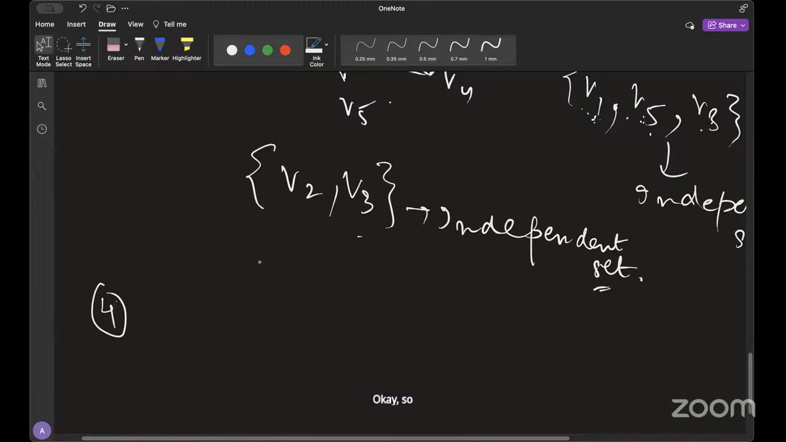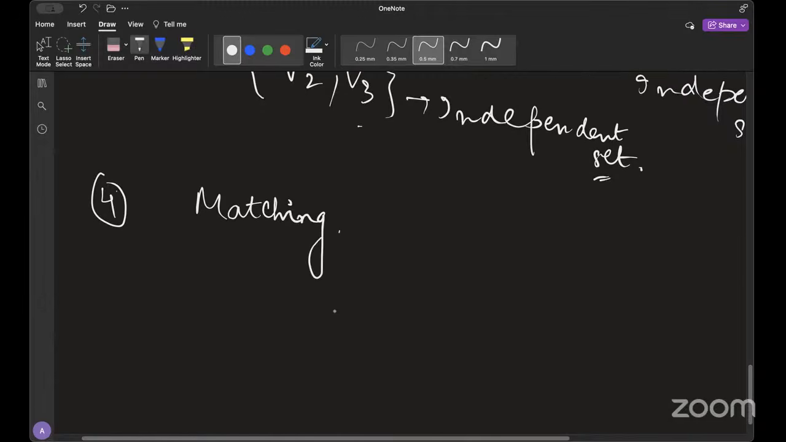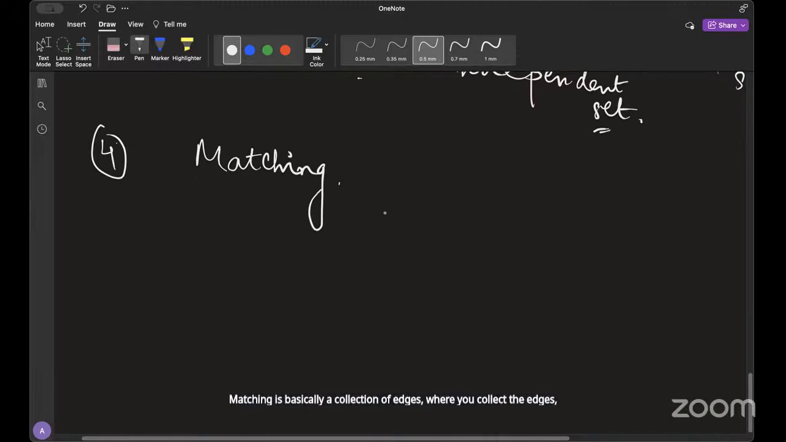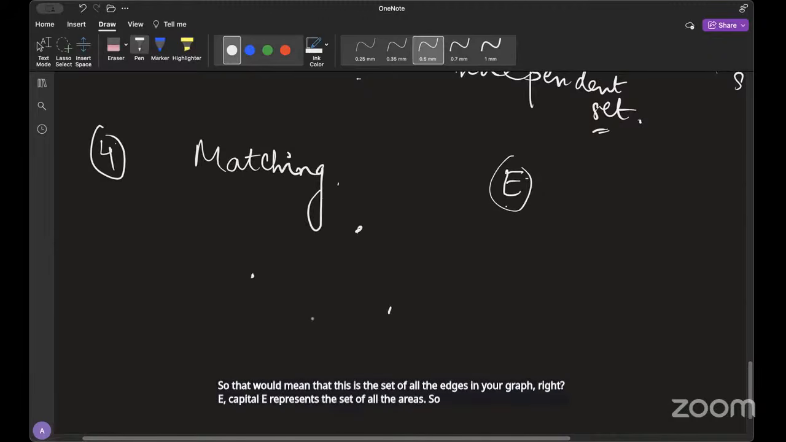Okay. So our next topic is matching and perfect matching. Matching is basically a collection of edges where you collect the edges in such a way that the edges are disjoint. So this is the set of all the edges in your graph, right? E, capital E, represents the set of all the edges. So let's say you have this thing.